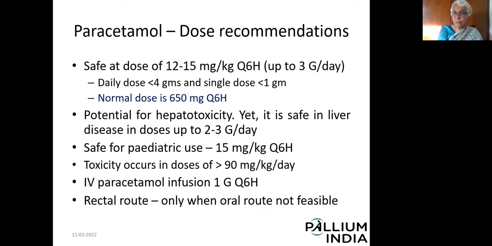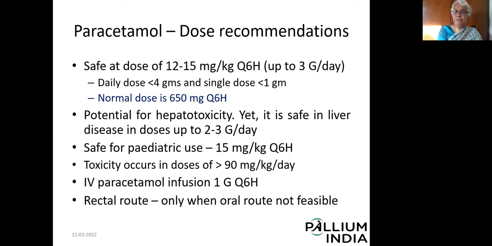Now, we are all familiar with the dose recommendations. Nevertheless, I'll just tell it once again. You can give in a dose of 12 to 15 mg per kg every 6 hours up to 3 grams a day. The daily dose should not exceed 4 grams, and a single dose should not exceed 1 gram. And the normal dose that we generally give is 650 mg every 6 hours.